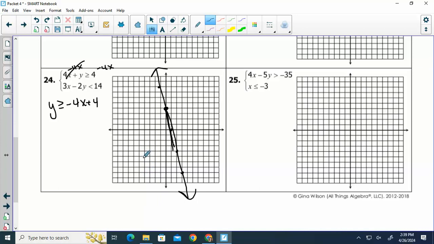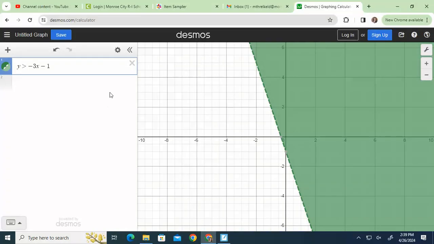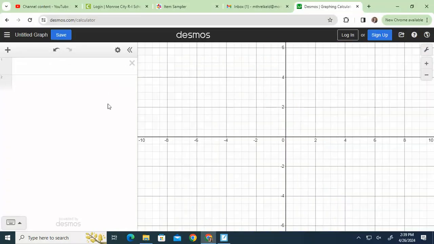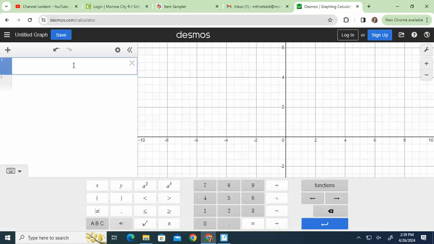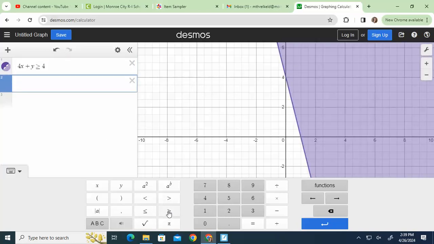Okay. If you remember, greater than is going to go to the right, but if you forgot, we can always plug in our line. We were graphing 4x plus y. If you look, you do have a toolbar with all these inequalities, so you can do greater than or equal to 4. And it shows me I'm shading to the side. But that's not my final answer, because we have a second equation as well.